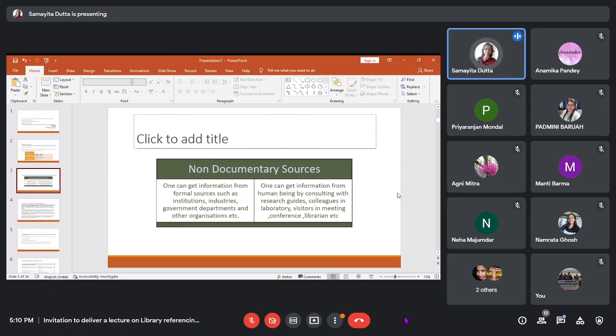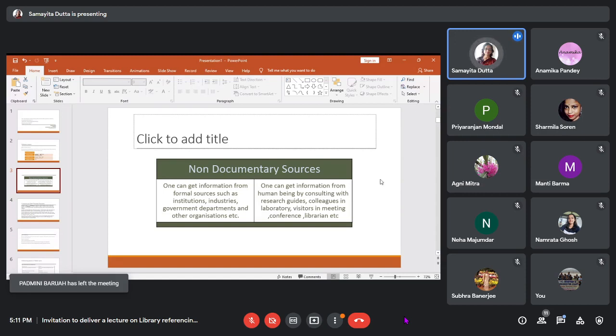Non-documentary sources you can also consider in two parts. One can get information from formal sources, that is, sources from institutions, several industries, government departments, other organizations and institutions, and the informal sources. Human beings should also be taken into consideration: you can consult your research guides, colleagues, and visitors, and attend conferences, meetings, librarians, information professionals, several historians. So these are the reference sources. Now, these are the documentary sources.